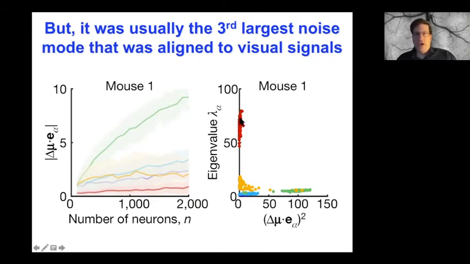This is the red one, the largest noise mode, is much larger, say, than this third one. But in fact, it actually seems to be the third noise mode that is information limiting, because this is the one that actually lies in the direction of the signal, in this direction delta mu, that is along the tuning curve. So what this implies is that there is an information limiting component to the noise, but it is not the largest noise mode.